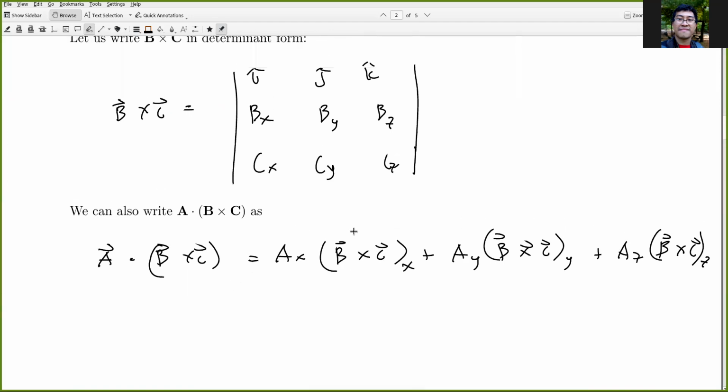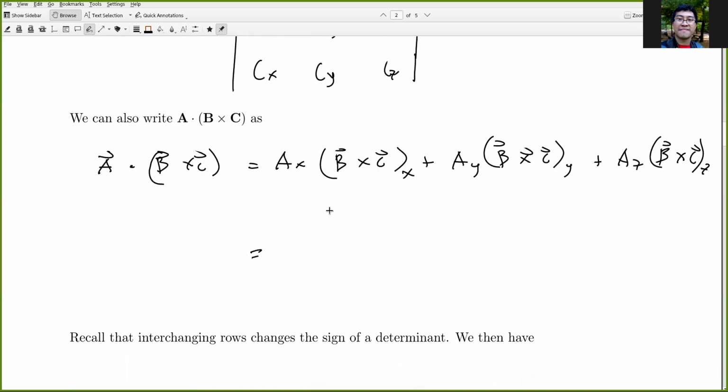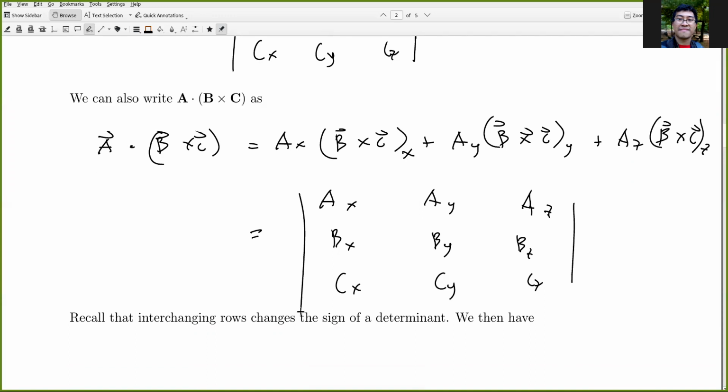For B cross C, the x component would be derived by taking the i component corresponding to this i hat here. That would be ByCz minus BzCy. So this expression here is similar to this determinant by replacing i hat by Ax, j hat by Ay, k hat by Az. So we can also write this in determinant form where we have Ax, Ay, and Az in the first row, Bx, By, Bz second row, Cx, Cy, Cz on the third row.